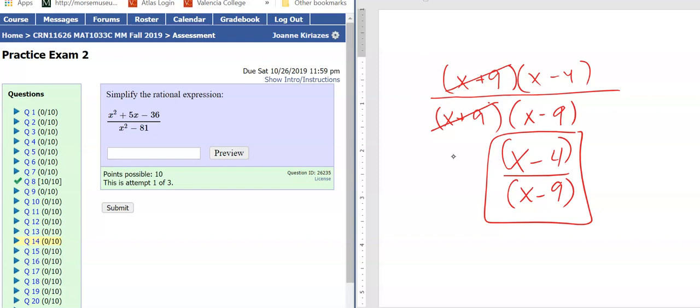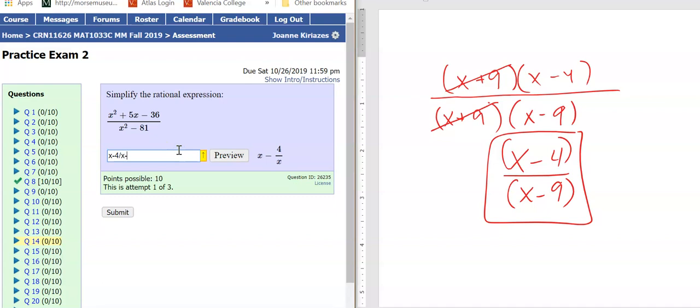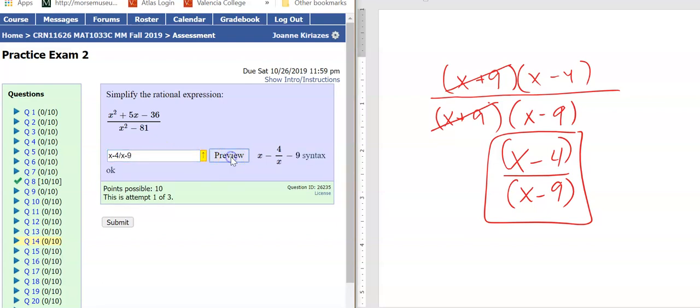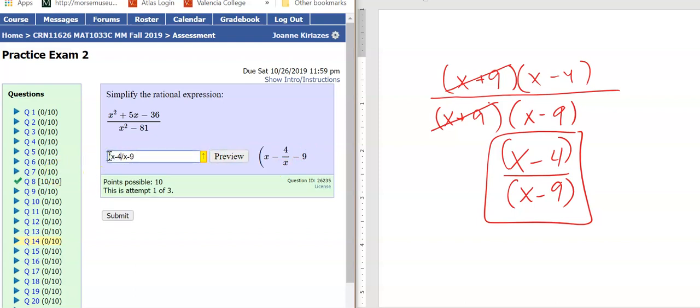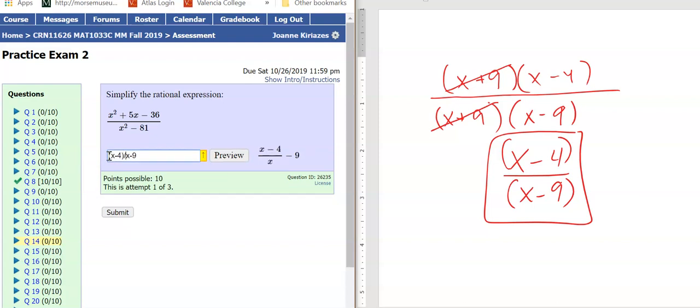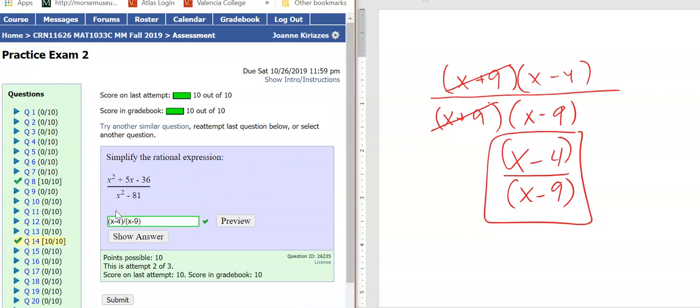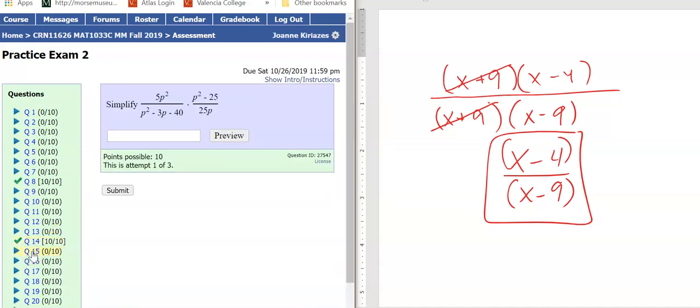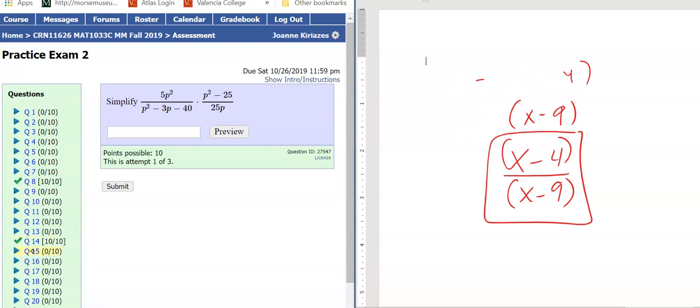And when you're entering it, make sure that you can always see a preview. So come on over here. For example, if I type this in like this, which is wrong, you can hit preview and it will show you what the computer thinks you meant. Well, that's not what I meant, is it? So make sure you add in parentheses around your numerator and your denominator, okay? That will be the only one that will be correct, okay? Number 15, this is also a rational expression.